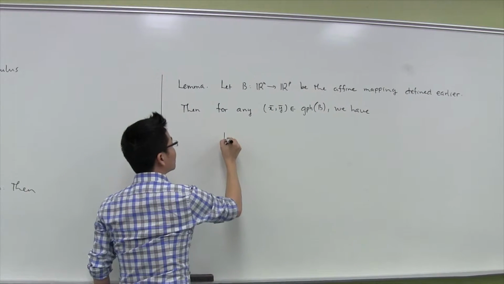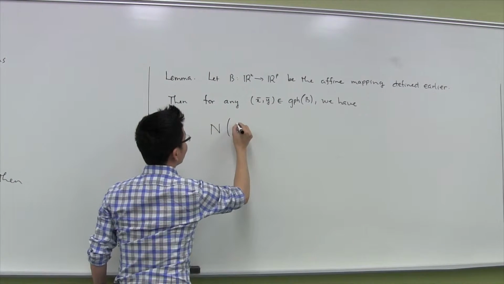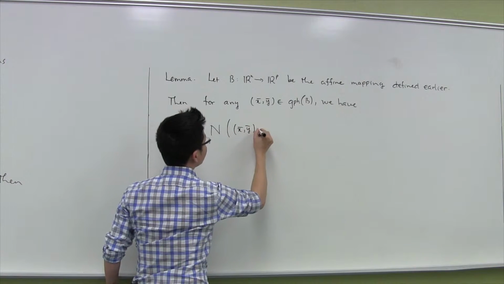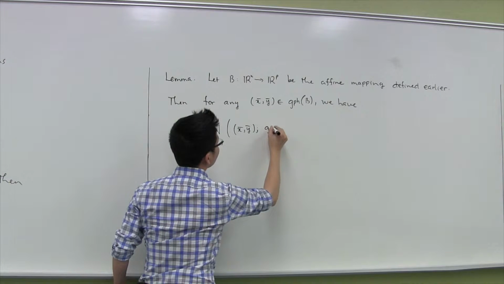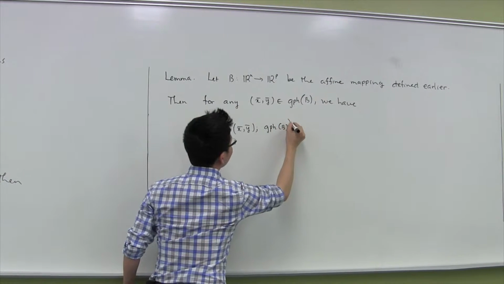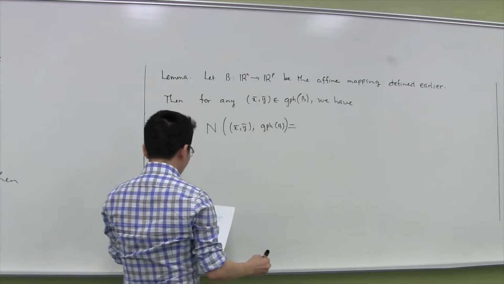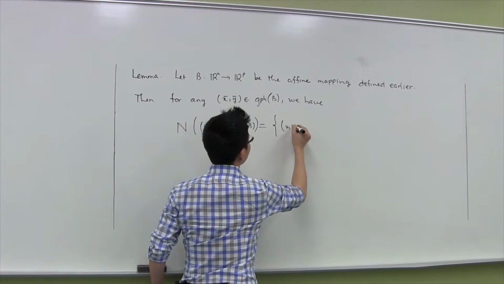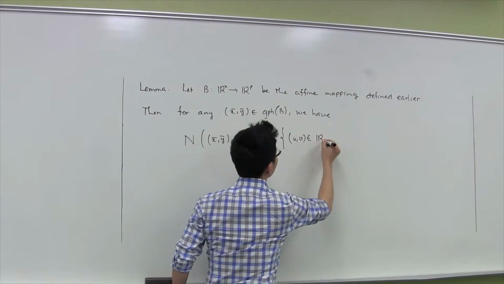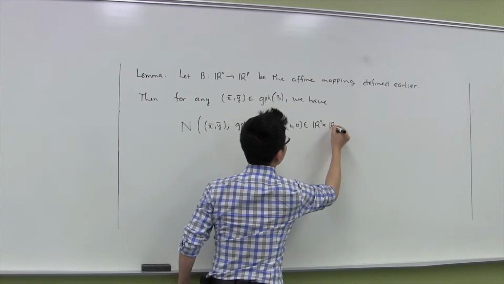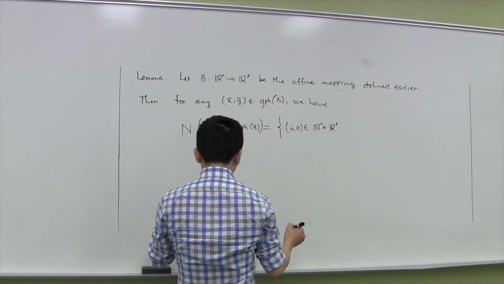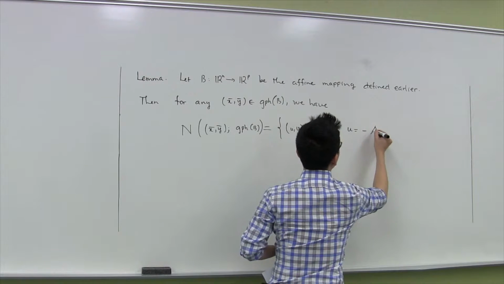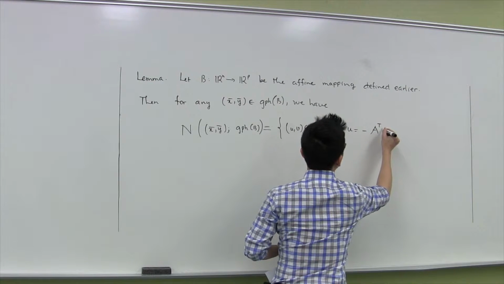The normal cone to the graph of the mapping at x bar, y bar can be represented as follows. It is the set of all ordered pairs (u, v) in Rn times Rp such that u is equal to minus A transpose times v.